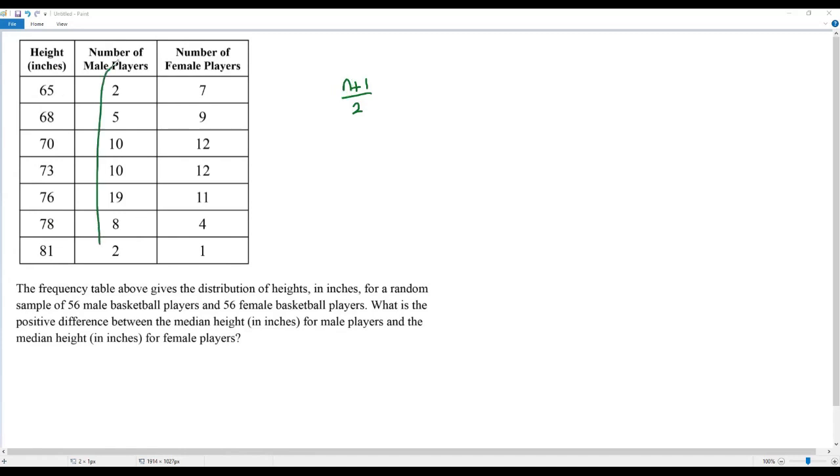Okay, in the first one, we have 56 male players, and for 56 male players, we have 56 heights. So there are 56 values in the data over here. So we have to plug in that 56 for n because n represents the number of values in the data. Then we get (56 + 1)/2 equals 57/2. When I divide 57 by 2, I am getting 28.5. That is, when the values of the data are arranged from least to greatest, the value at the position of 28.5 is considered to be the median.